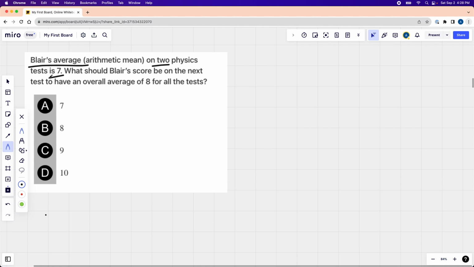So in this case, the question is saying that Blair had 2 tests. I will call the first test X and the second test Y. And the average of these tests equals 7. So again, the average means that you add the tests together, and then you divide by the total number of tests that there were, so in this case 2. And this whole thing equals 7. The average of her first 2 tests equals 7.